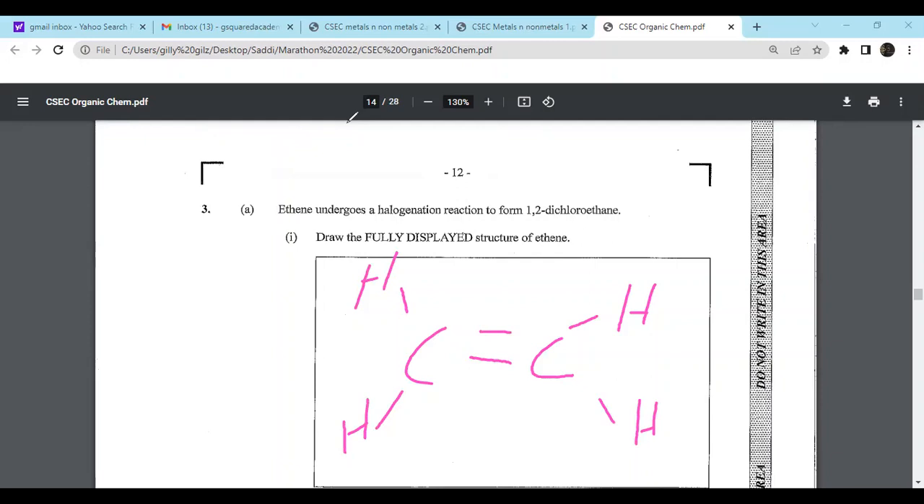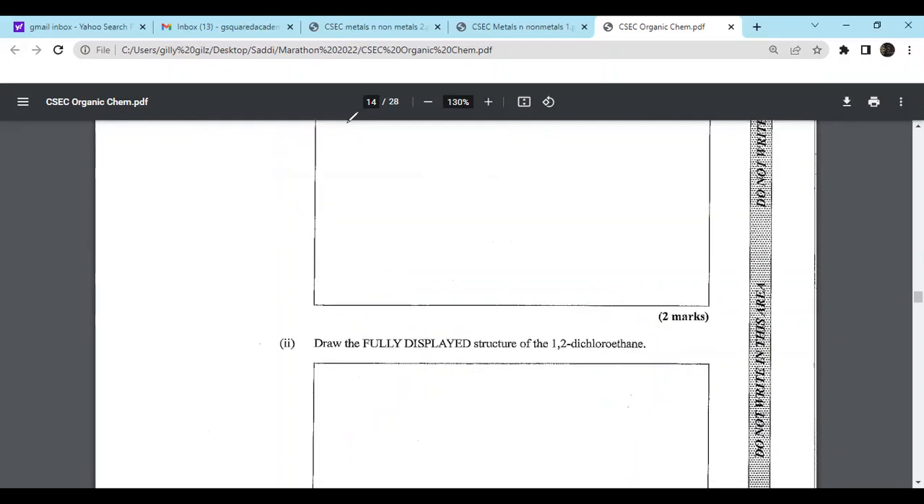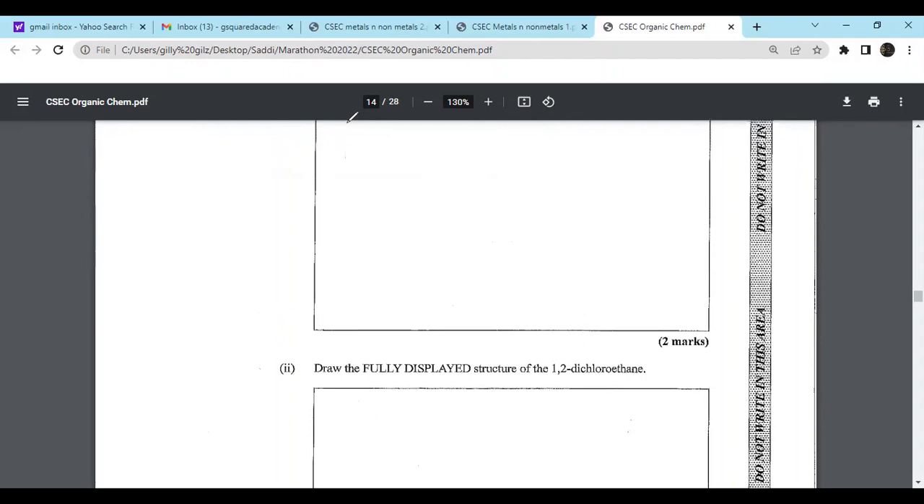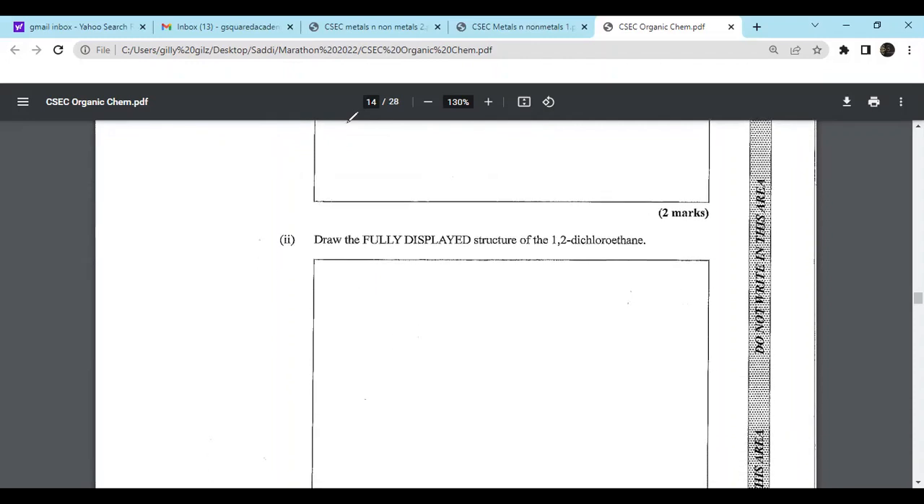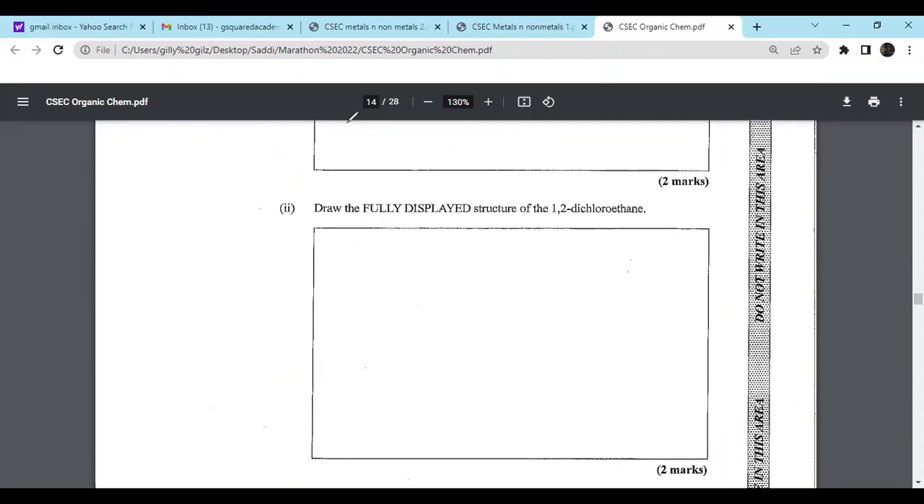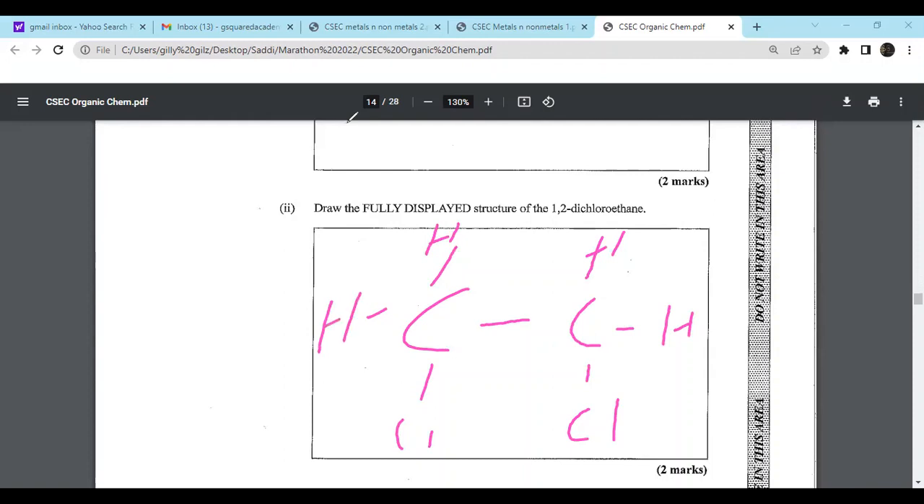Not bad. Then now we say, draw the fully displayed structure of 1,2-dichloroethane. So all that happens with the ethene is that the double bond breaks and you add the chlorines across it. So that was your ethene with the double bond, right? It's going to break and you're going to add chlorine there and chlorine there. And then you just put in the hydrogens like that. Okay.